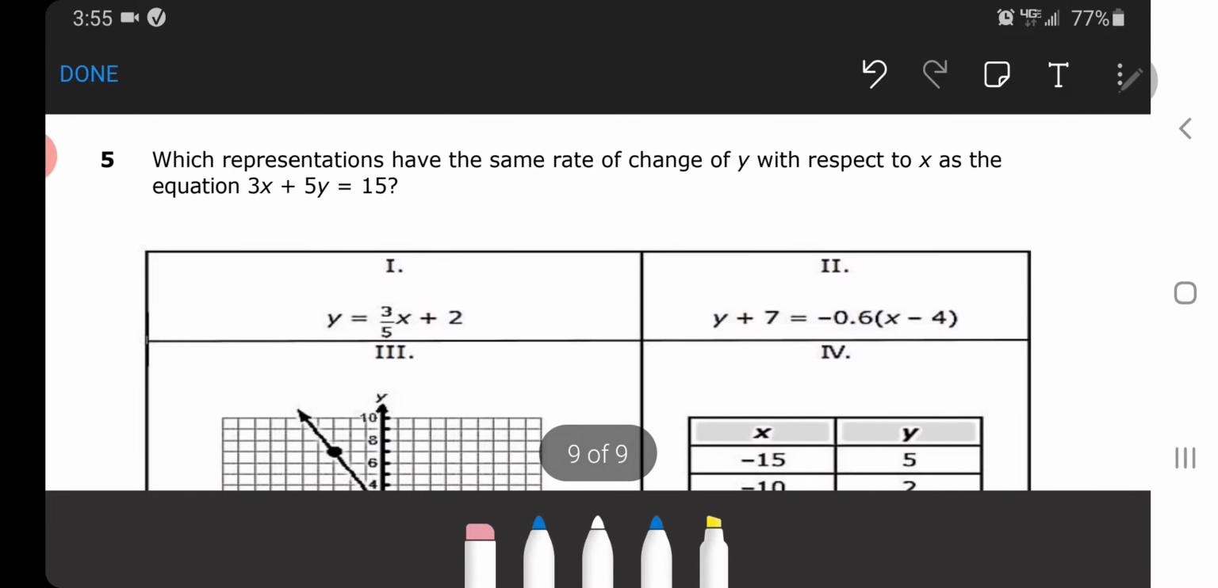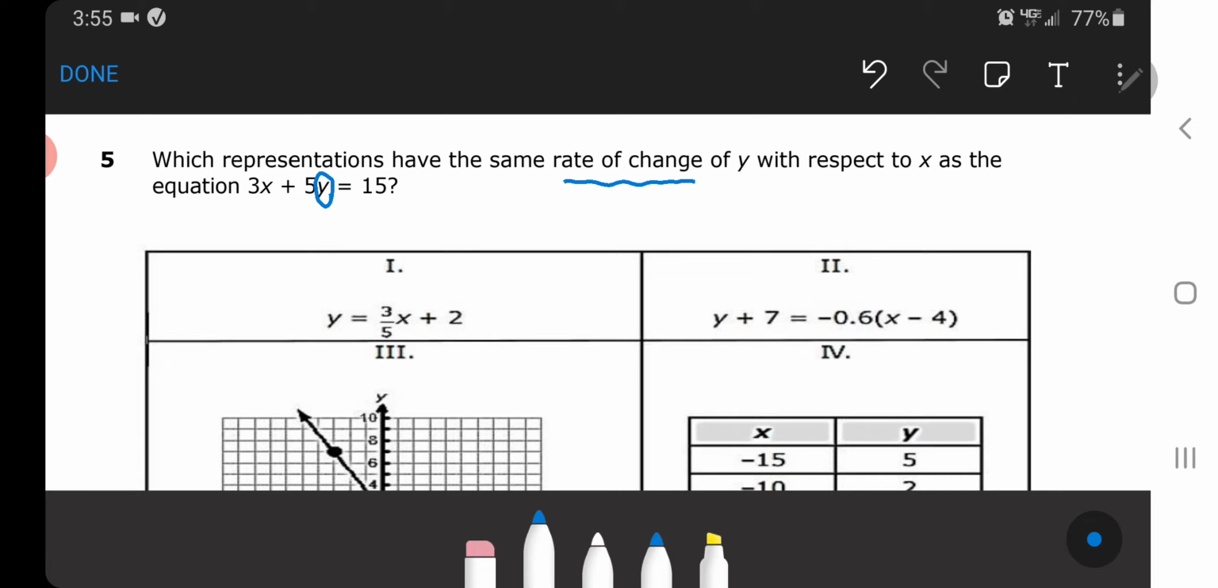All right, looks like our last problem. Which representations have the same rate of change? We want to find the same rate of change of y with respect to x as the equation 3x plus 5y equals 15. So let's first find the rate of change of this equation. To do that, we'll take it from standard form and put it in slope-intercept form. Once again, that helps because if we solve for y and get that on one side of the equation, we can just look at the number in front of the x, and that'll be our rate of change, also known as our slope.